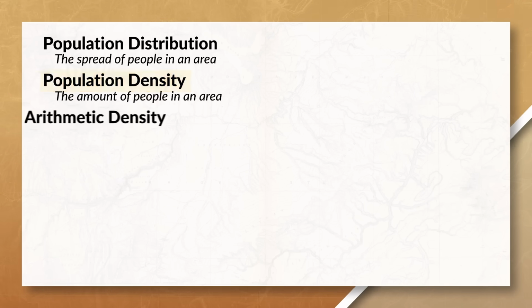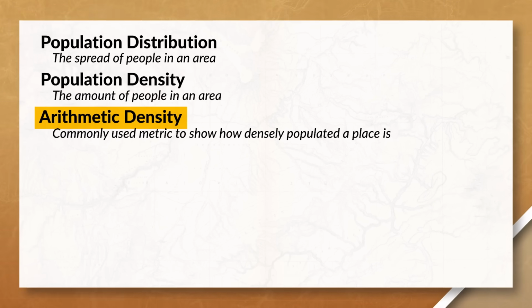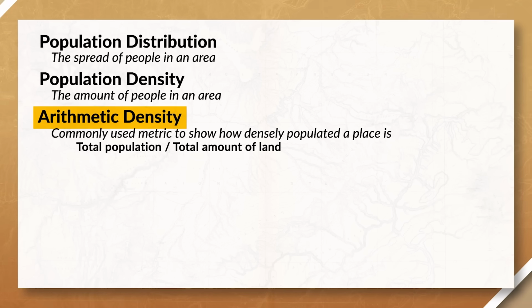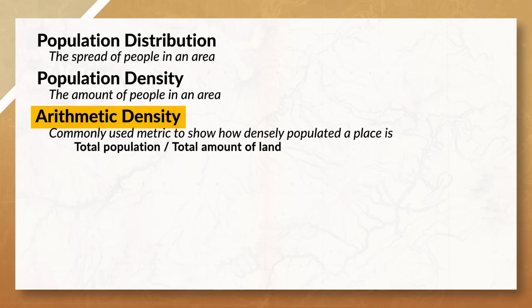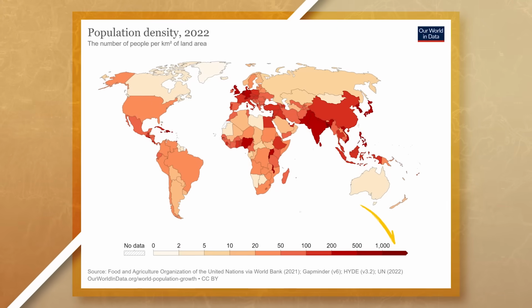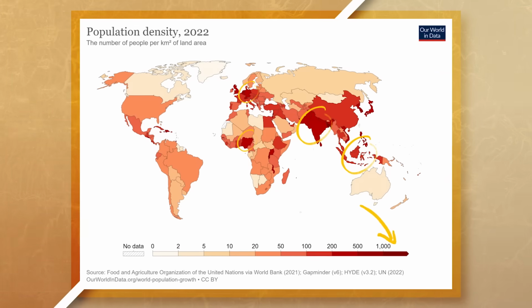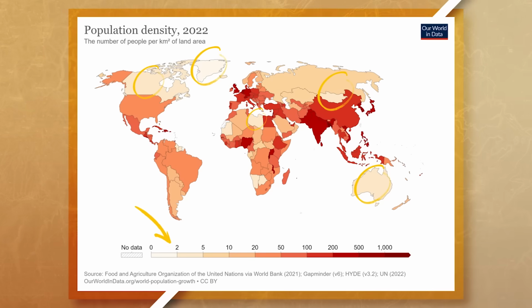The arithmetic density is a commonly used metric to show how crowded a particular area is. This density can be easily calculated by dividing the total number of individuals living in an area by the total land area of the geographic area. A higher arithmetic density indicates that more people are residing in each unit of land, while a lower number suggests that fewer individuals are living in each unit of land.